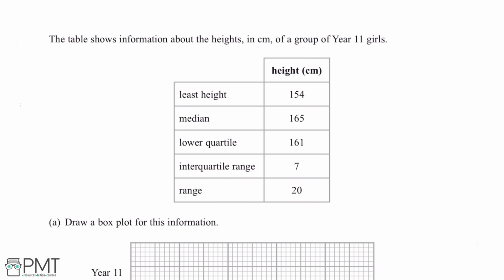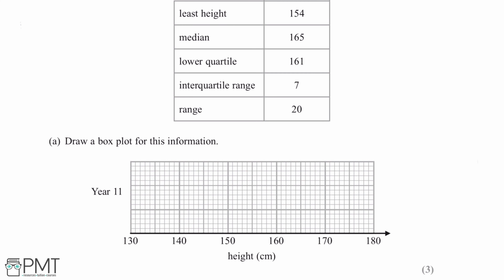The table shows information about the heights in centimetres of a group of Year 11 girls. Draw a box plot for this information. Now, in order to draw a box plot, we need the lowest value, we need the lower quartile, we need the median, we need the upper quartile, and then we need the highest value.